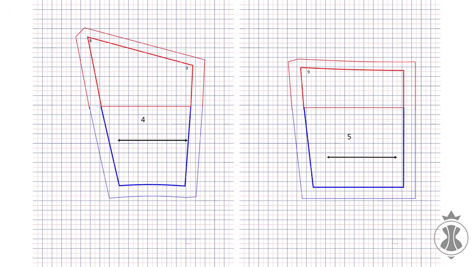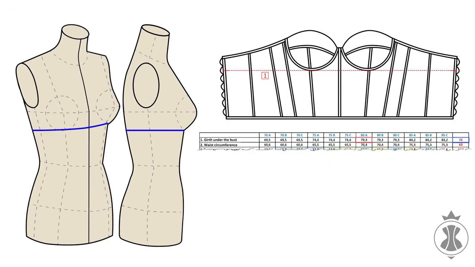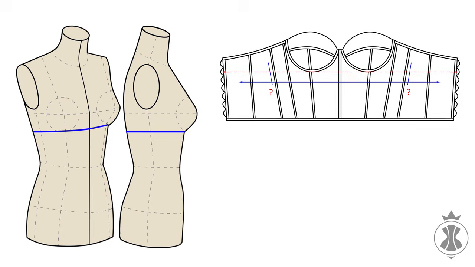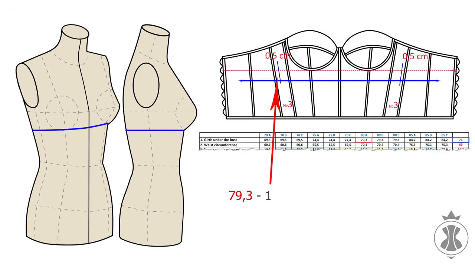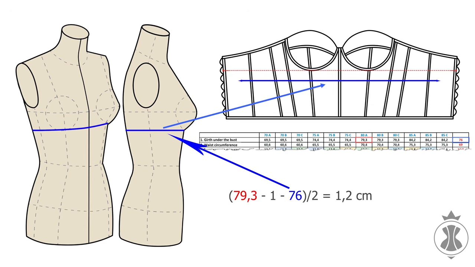Let's get to the back details. I mean details number 4 and number 5. Let's do the math. We have removed 0.5 centimeters off the front details on the right and on the left in the underbust area, which in sum equals 1 centimeter. The remainder is 79.3 minus 1 minus 76 divided by 2, which equals 1.2 centimeters.